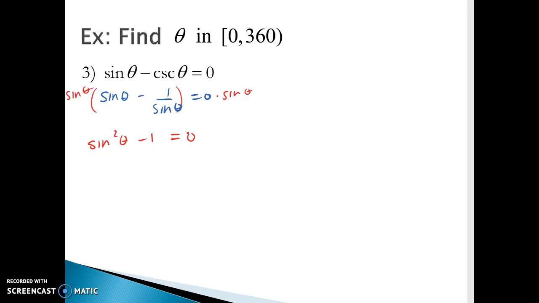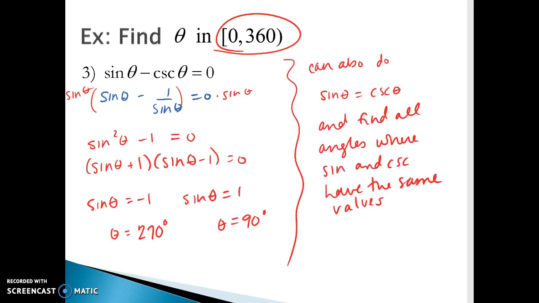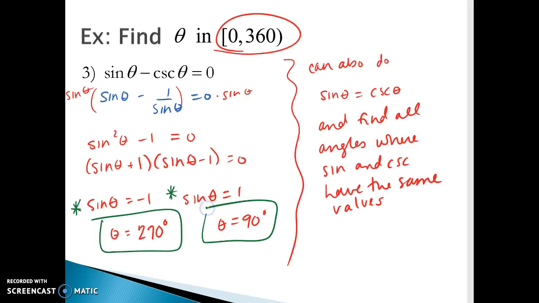All right, pause the video, factor, and solve on your own, recognizing that our answers need to be in 0 to 360. After we factor, we get sine theta plus 1 times sine theta minus 1 equaling 0. We set each of those parentheses equal to 0, and then we can solve, giving us the answers of 270 and 90 degrees. Another way that we could solve this problem is, if we move the cosecant over to the right, we now have sine of theta equaling cosecant theta, and we just want to find all angles where the sine and cosecant functions have the same values.